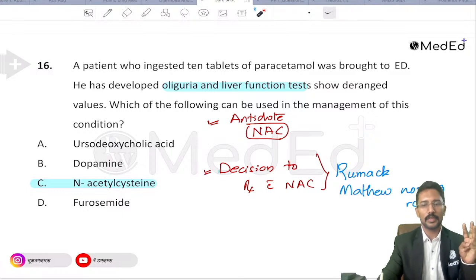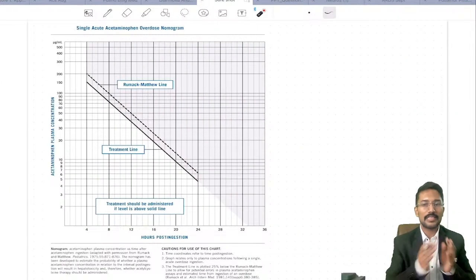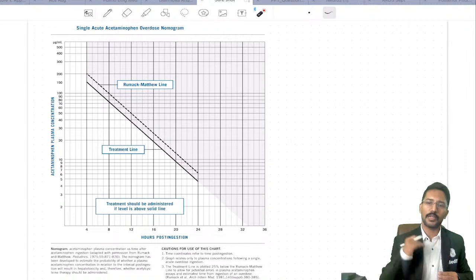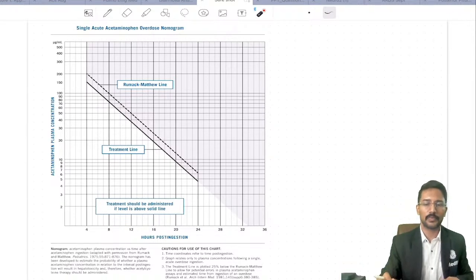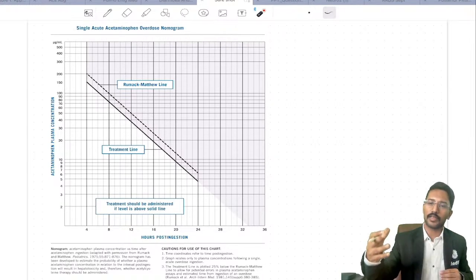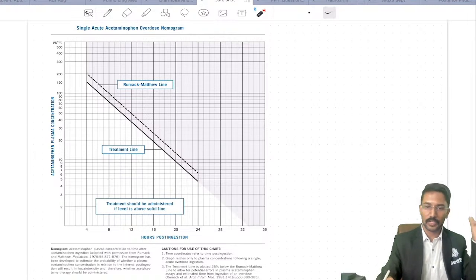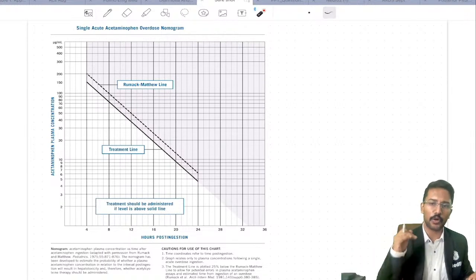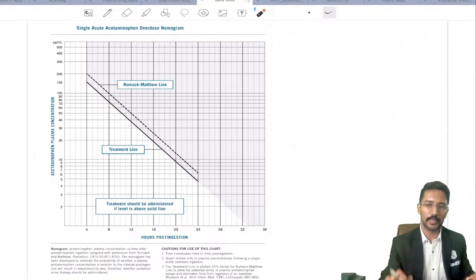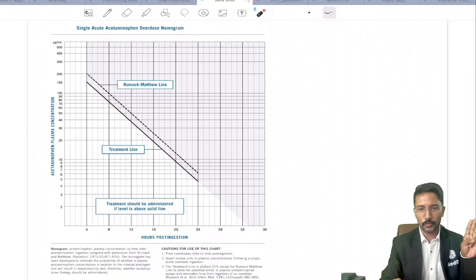The third exception: this nomogram is based on a single point consumption. The drug is taken now, 4 hours later the paracetamol levels peak, and after that it starts coming down. The nomogram is designed based on that assumption. But if I take 5 tablets now, half an hour later another 5 tablets, 2 hours later another 5 tablets, so if there is spaced consumption, then this nomogram falls apart. It is not reliable or acceptable to plot it on the nomogram. Better to give N-acetylcysteine. So remember 3 exceptions for use of the nomogram.